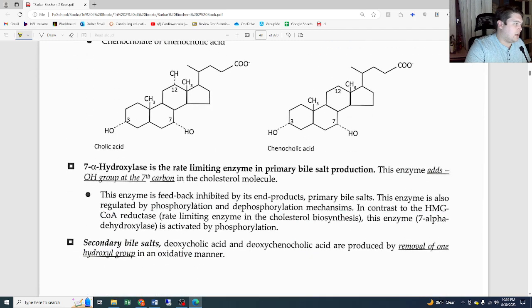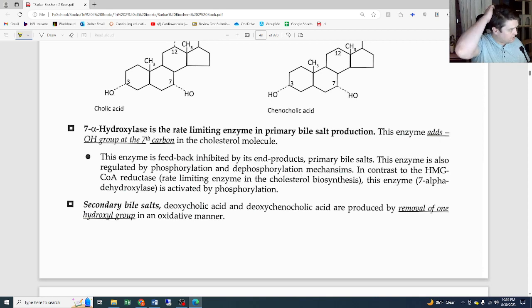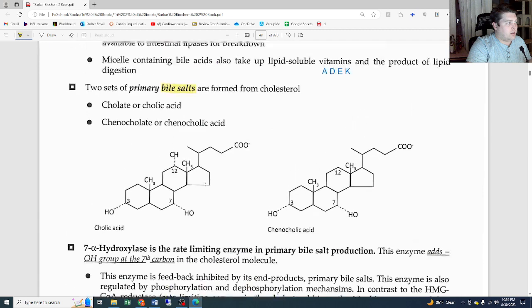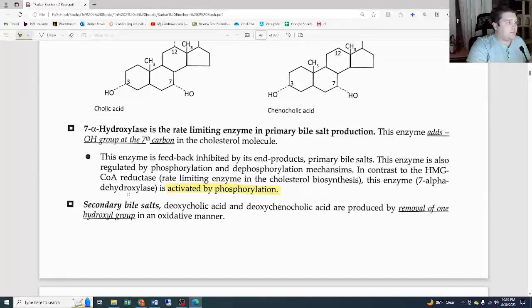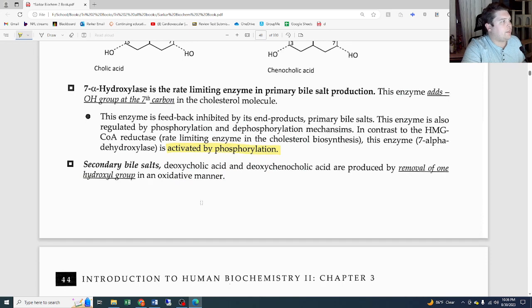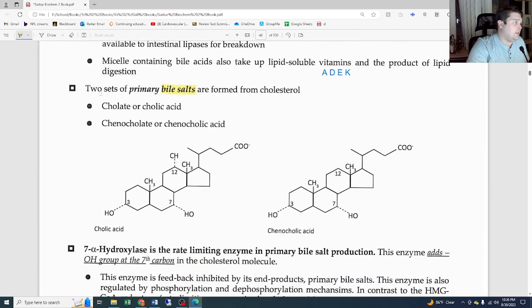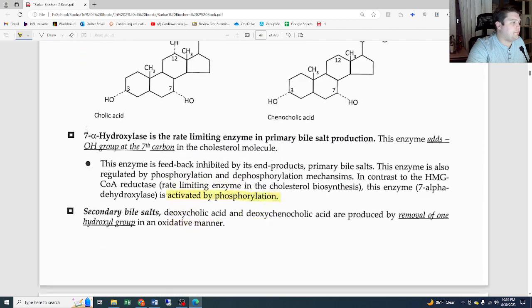This enzyme is also regulated by a phosphorylation and dephosphorylation mechanism, in contrast to HMG-CoA reductase, which is the rate-limiting enzyme in cholesterol biosynthesis. HMG-CoA reductase is deactivated by phosphorylation, while 7-alpha hydroxylase, so the production of the primary bile salts, is activated by phosphorylation. And that gives us our primary bile salts.